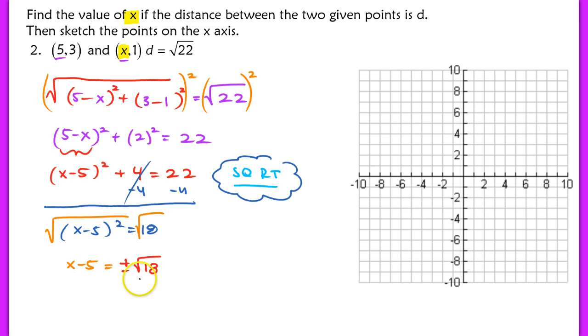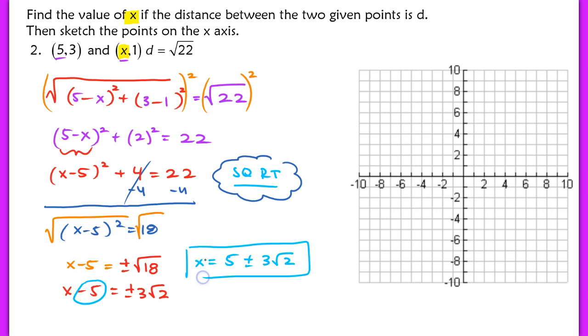Now we have to reduce root 18, so let's do that first. If I reduce that, I end up with 3 root 2. So I have x minus 5 equals positive or negative 3 root 2. Now to further isolate x, I need to make sure I get rid of that negative 5, so I'm going to add 5 to the other side. When you add 5, it's customary to put it in front. So I write that as 5 plus or minus 3 root 2. So these are the possible x values that I get.